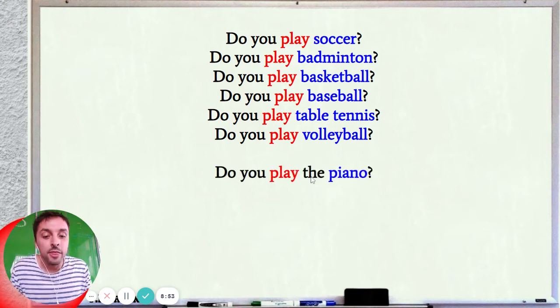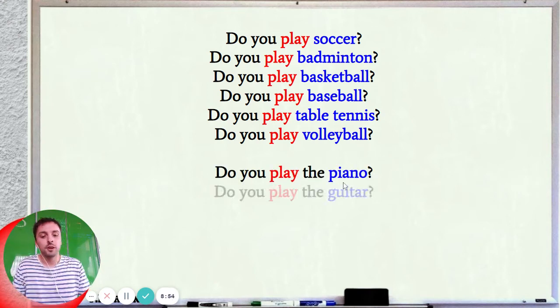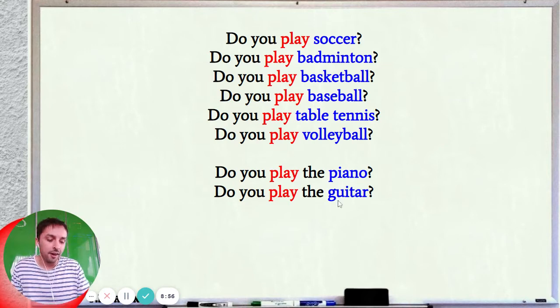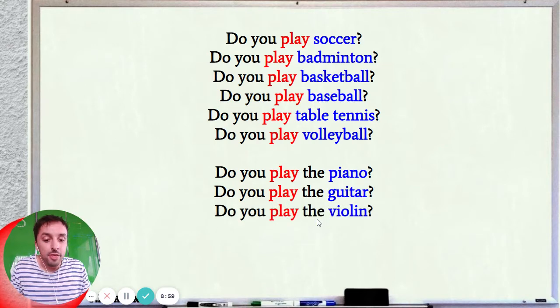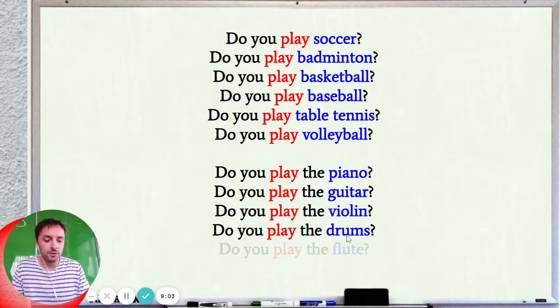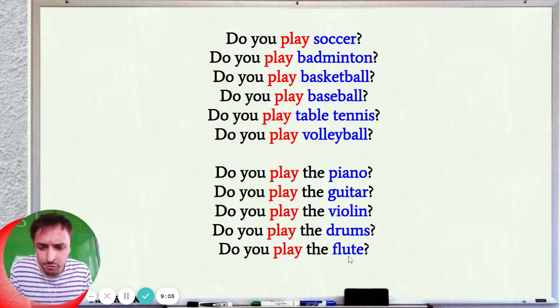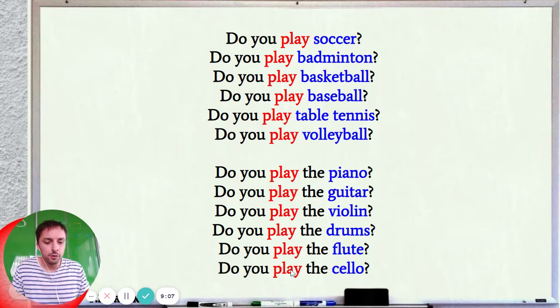Now let's move on to the music. Do you play the piano? Do you play the guitar? Do you play the violin? Do you play the drums? Do you play the flute? And do you play the cello?